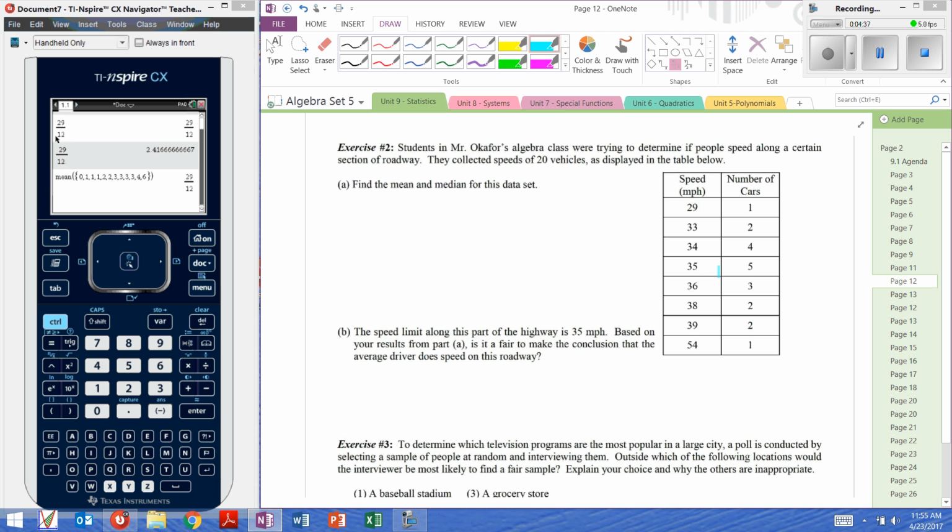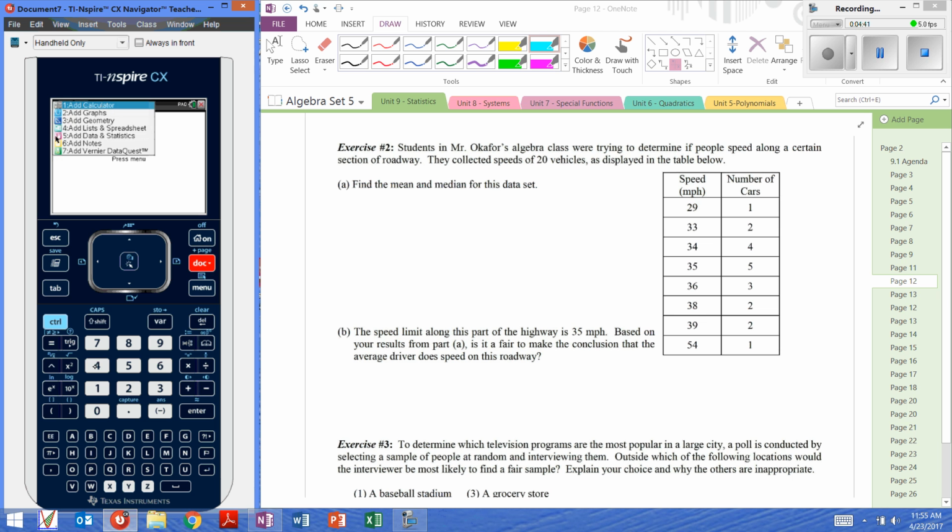So because there's so much data in this set, we can use our calculator to help us. So we are going to add a lists and spreadsheet page. That's 4. And at the top, we'll just label it with the title. So we're dealing with speeds here.